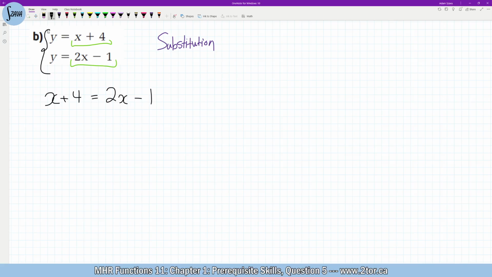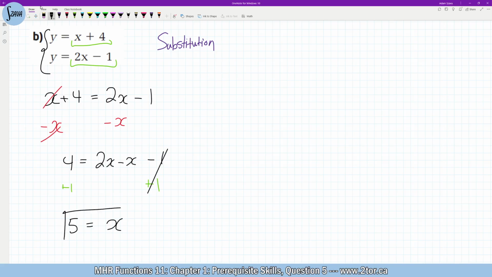Again, I want to get x alone, so I'm going to move this x term to the other side. And I'm going to do that by subtracting x from both sides. So we're going to have 4 equals 2x minus x minus 1. And then I'm going to add 1 to both sides. So it's going to be 5 equals 2x minus x, which is just x. And those are going to cancel out. So we figured out our x value.